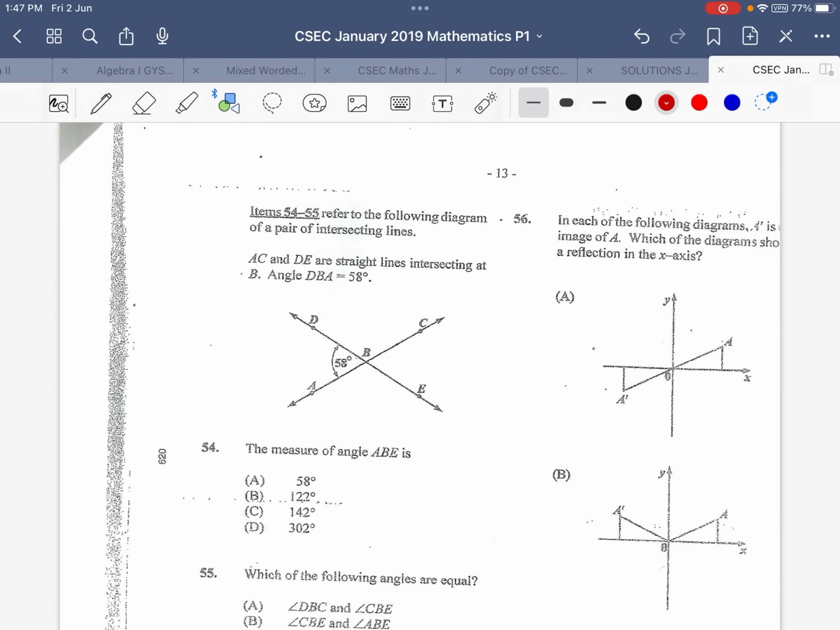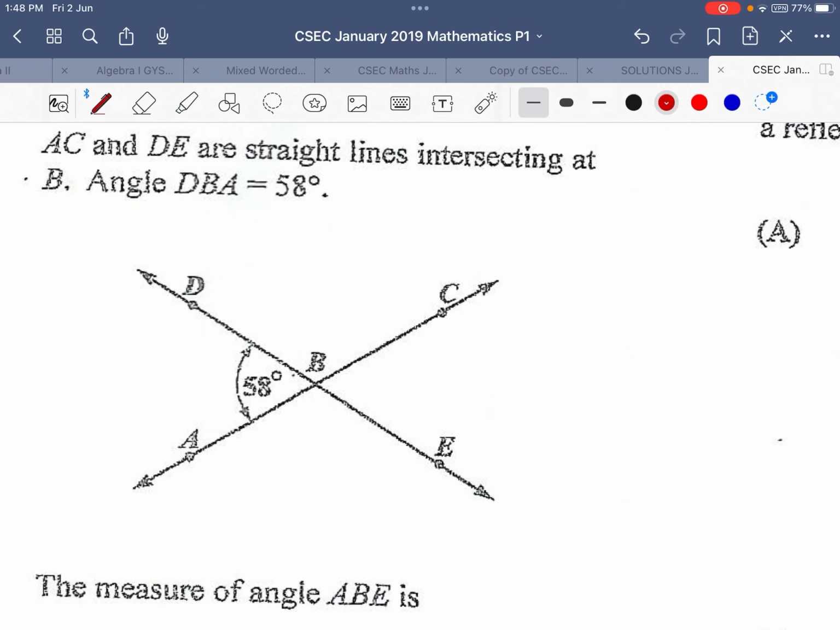Items 54 and 55 refer to the following diagram of a pair of intersected lines. A, C, and D are straight lines intersecting at B. Angle DBA is equal to 58 degrees. So DBA is this angle. And the measure of angle ABE, well, we know that this is a straight line, and for straight lines the angles are 180 degrees. So this should be 180 minus 58, which is going to be 122 degrees.